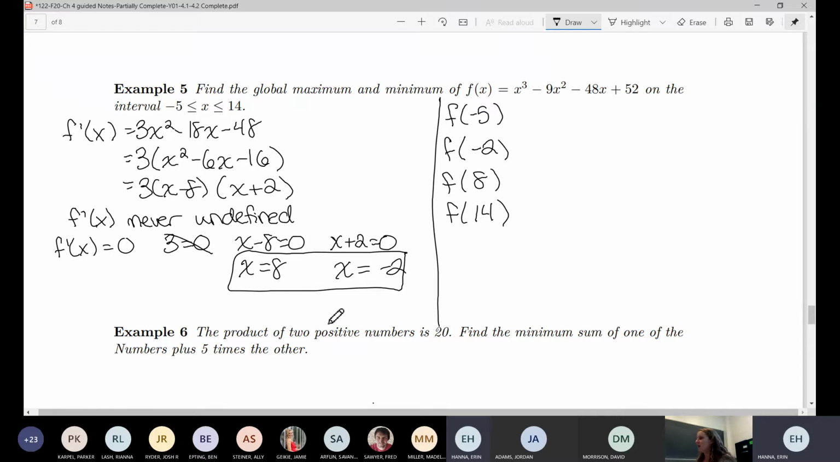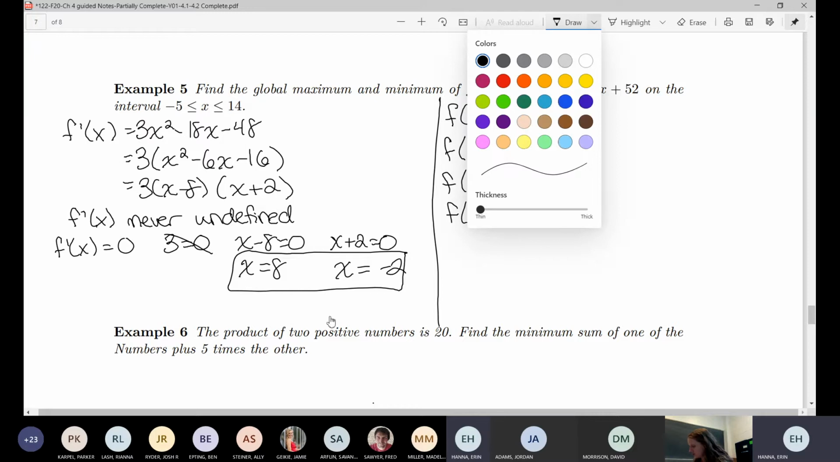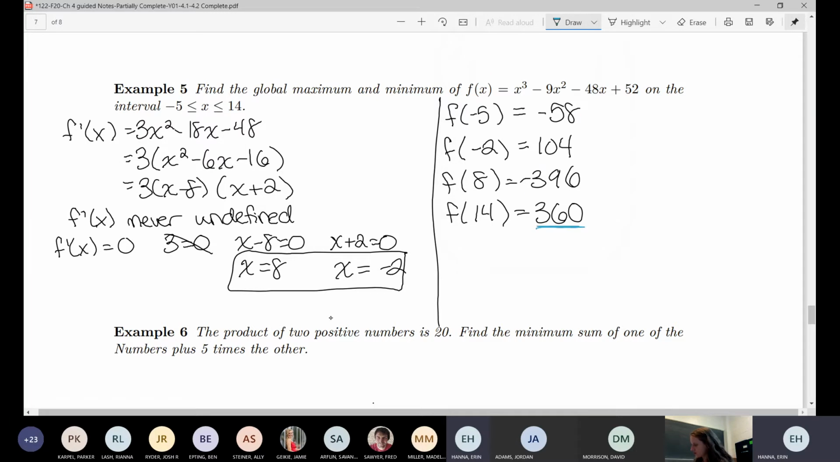Okay. So now I got to write down those numbers that we just said. Negative 5 was negative 58, then 104, negative 396, and 360. So those are our y values. Once you have your y values, now comes the easy part. What's the largest number and what's the smallest number? The largest number is 360 and the smallest number is negative 396. So those are your global extrema.